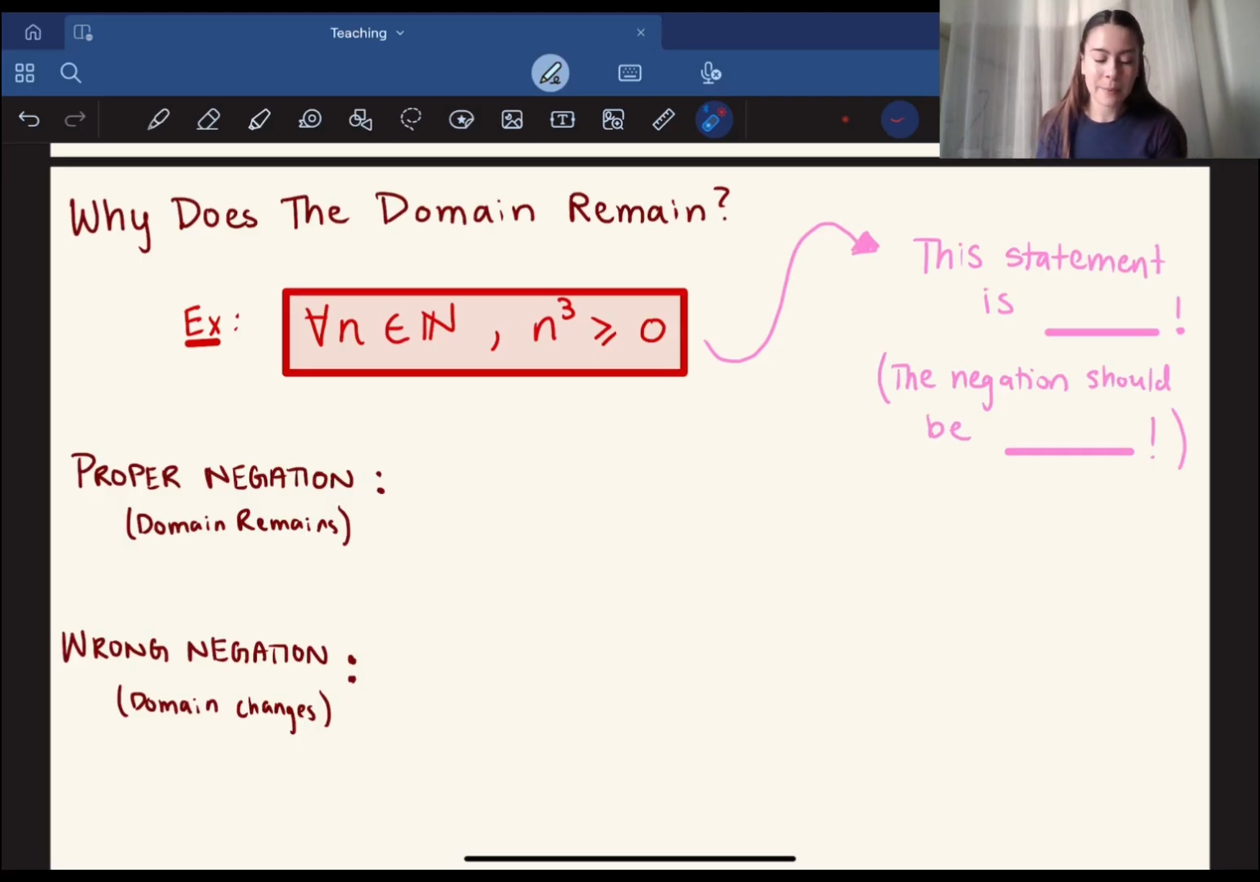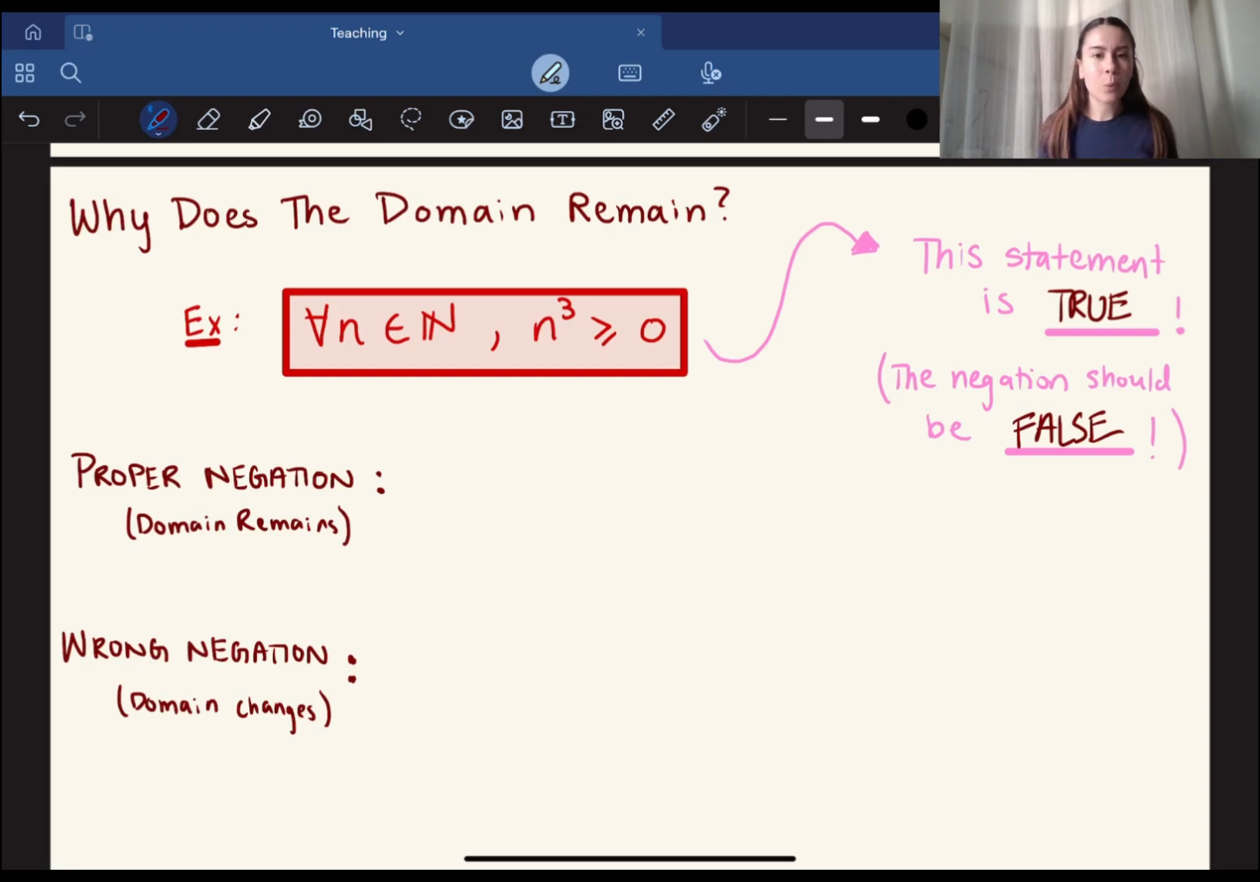So here we have an example. We have for all natural numbers n, n cubed is greater than or equal to 0. Well, this is correct, right? Because all natural numbers are positive numbers, and whenever we cube a positive number, we have a number which is also positive. So this statement is true, right? All cubed natural numbers will be greater than or equal to 0. So if this statement is true, then the negation should be false.